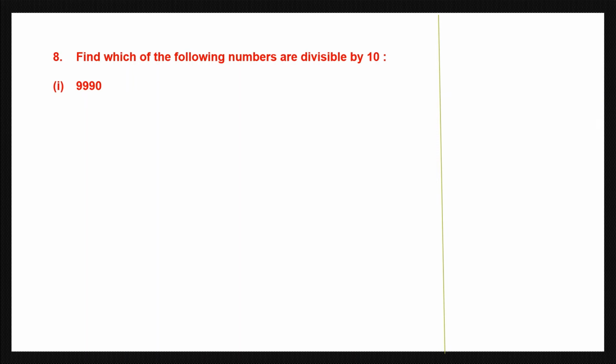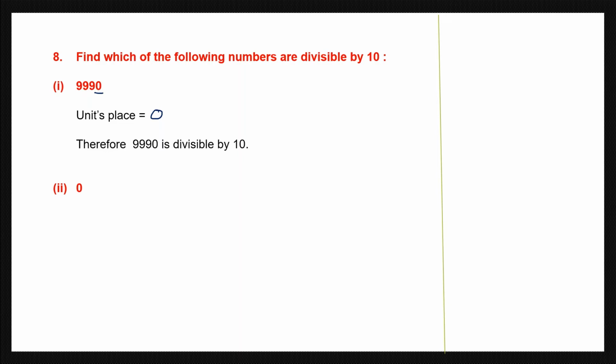Now the test for 10 is also the digit in the units place should be 0. If it is 0, it is divisible by 10. So in the units place, what do we have? We have 0. That means this number is divisible by 10. That's a very simple test for 10.